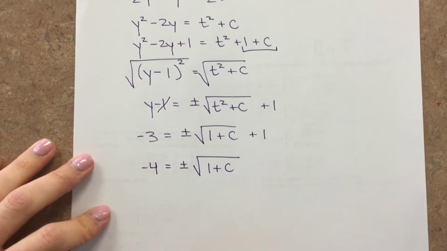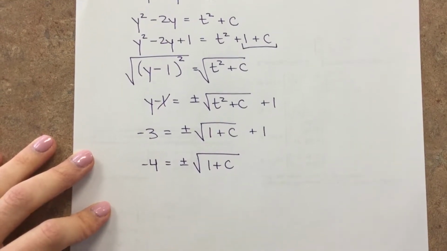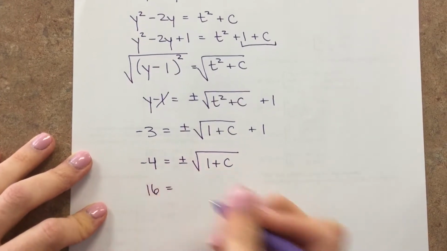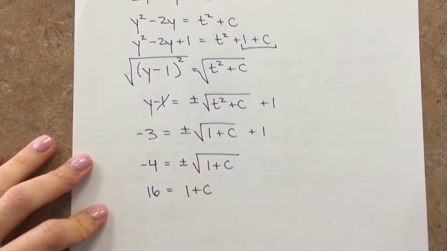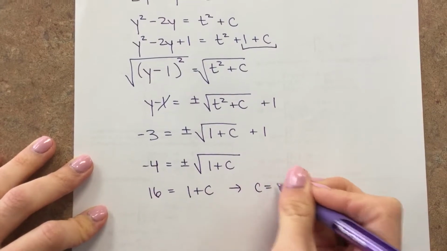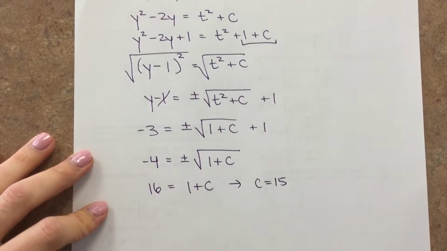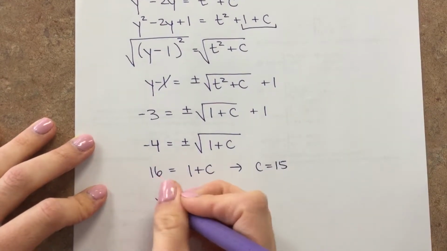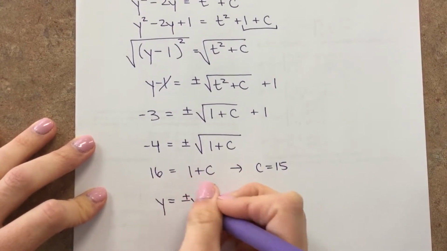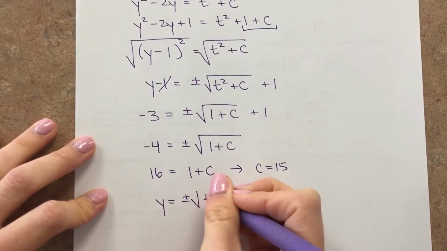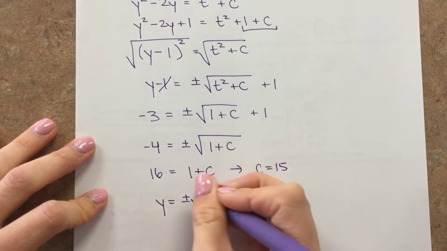And then square both sides of the equation. So even when we square the left-hand side, it still comes out as a positive 16. So we end up getting a value of c equals 15. Subbing that back into the initial, I'm going to talk about the plus or minus.